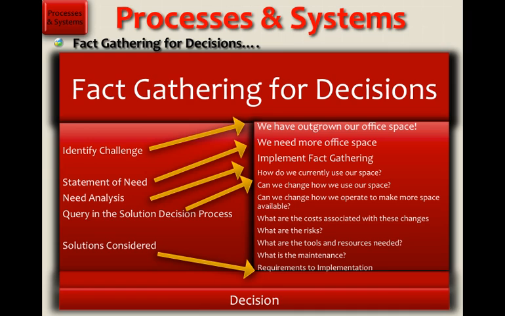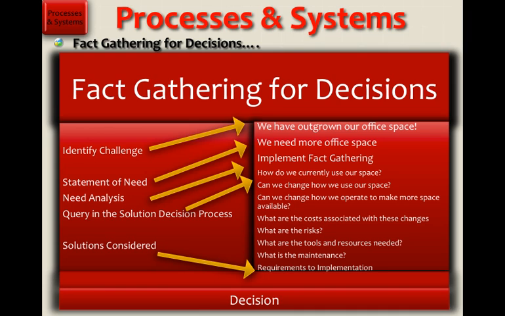So what's an example? The example that we've given here really centers around office space. So let's say, for example, someone has outgrown their office space, which is the identifying of the challenge. There's a statement of need. In this case, there's a need for more office space. Then there's a need analysis, looking at implementing fact gathering. And then there's a query into the solution on a decision process.